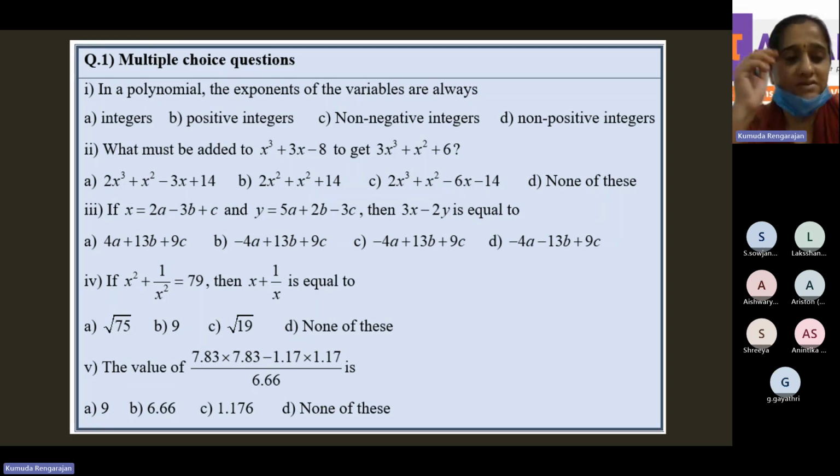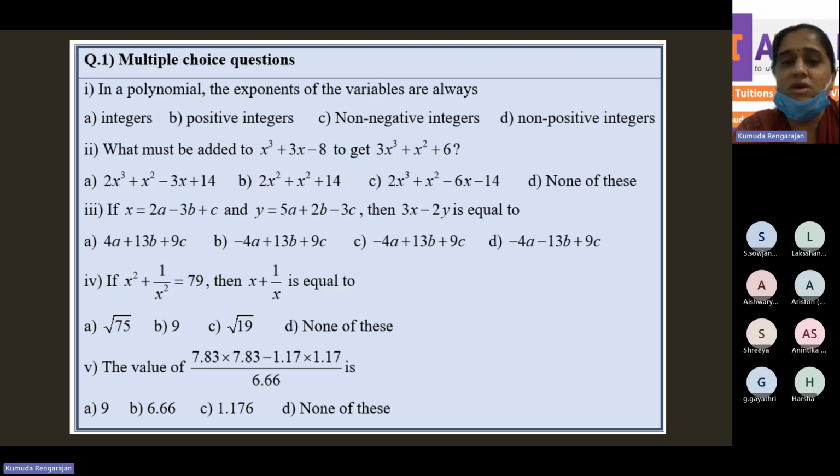Okay, let's discuss the answers to the first and the second one. Please stop writing, 8th standard students. Yes, ma'am. In a polynomial, the exponents, meaning the powers of the variables, are always what? Are always whole numbers. I have used this word. Whole numbers or non-negative integers.